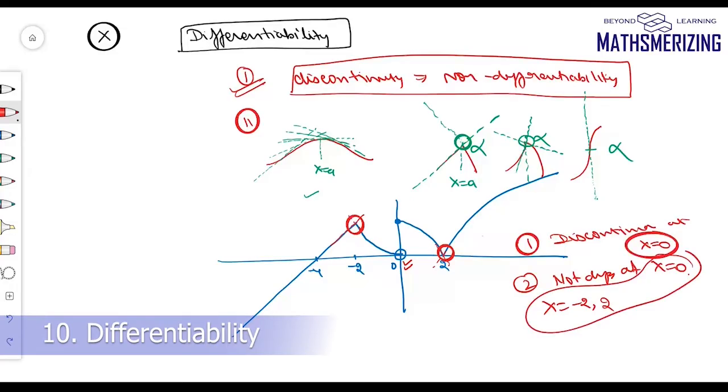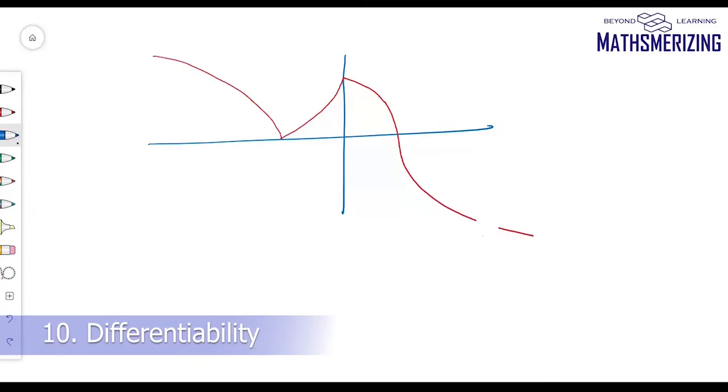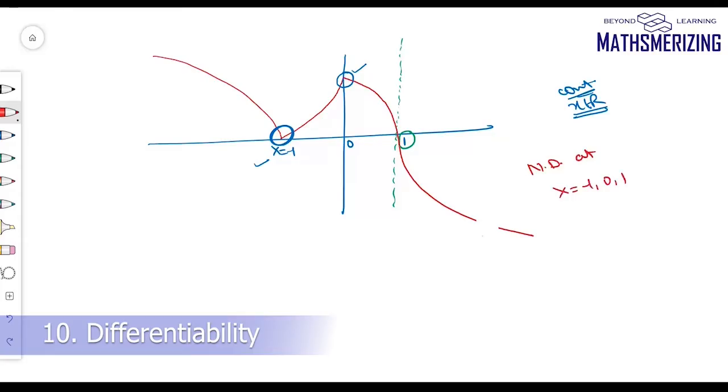Now I'll take up another example. Now what about differentiability of this function? So I can draw this graph without actually having to lift the pen. So that means I can say this function is continuous for all x belongs to R, but it is not differentiable at x equals -1, 0 and +1. So we can decide continuity and differentiability from the given graph.